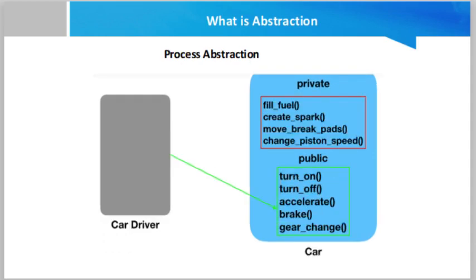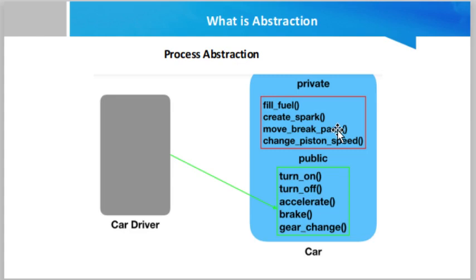Now the next is process abstraction. Process abstraction means, friends, we don't need to provide details about all the functions of an object. When we hide the internal implementation of different functions involved in a user program, it creates process abstraction. For example, the car driver is one program. It cannot access the process here.